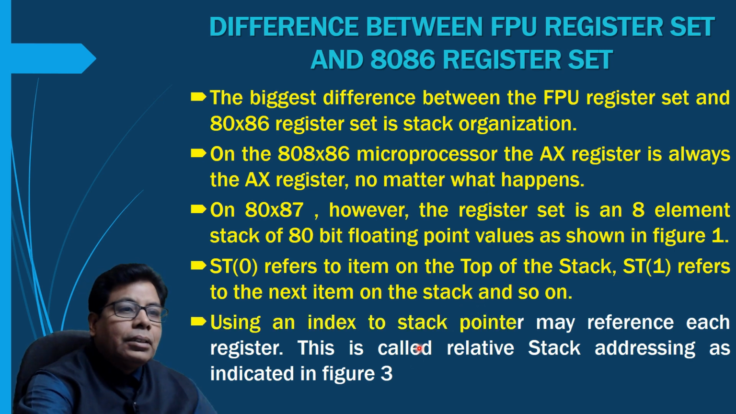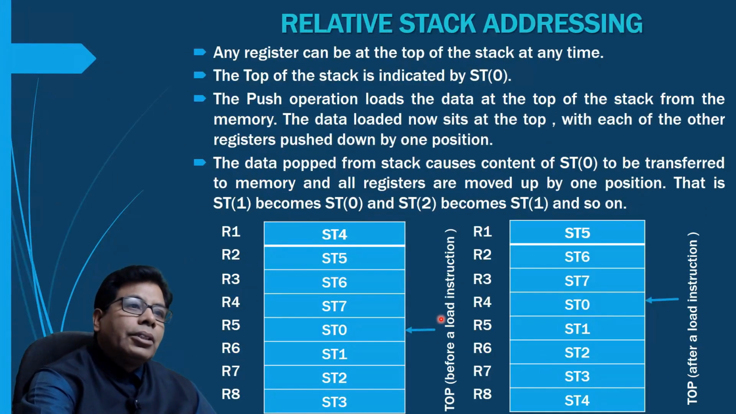Now using the index to the stack pointer will refer to each register. So because of this index, that is the TOP 3 bits, the index will refer to the top of the stack. This is called relative stack addressing. So let us understand this from the figure.